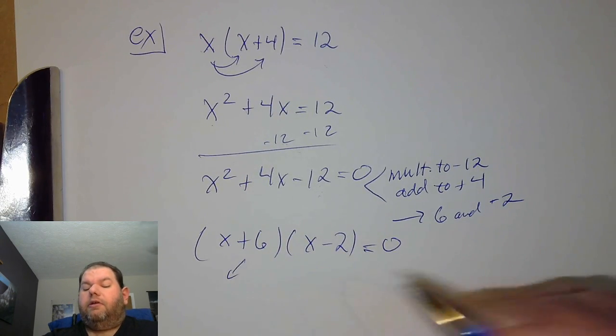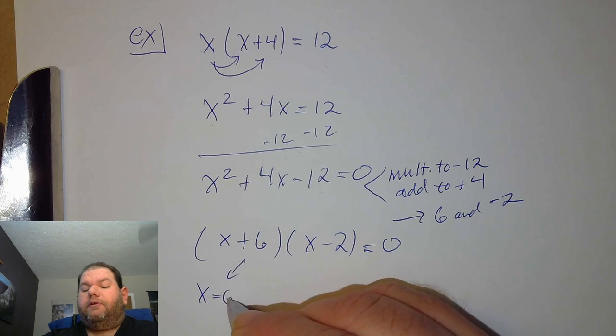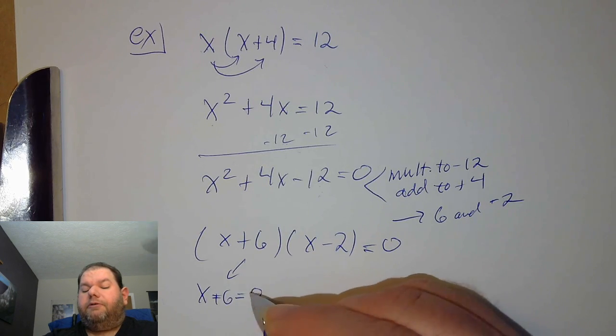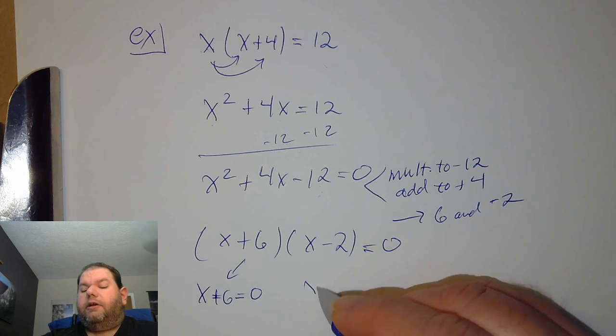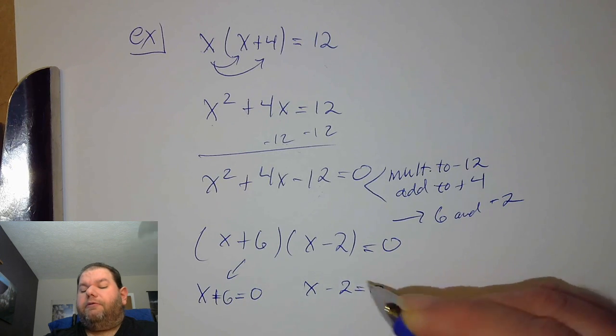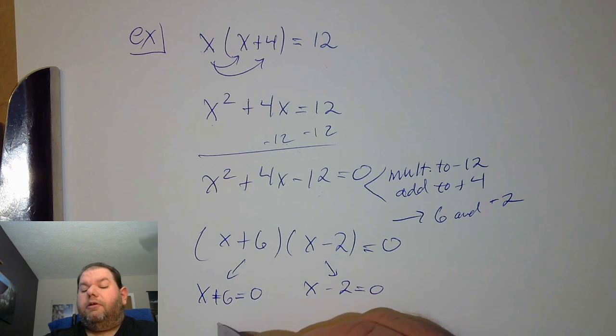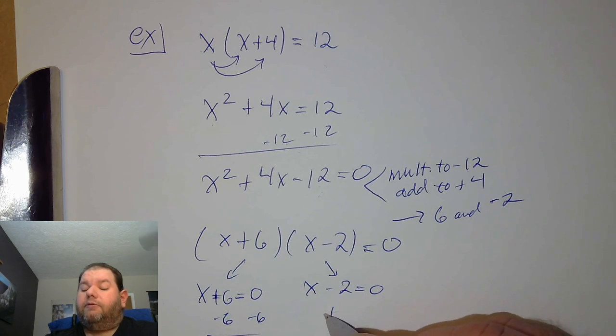And again, we know we could set each of these equal to 0. X plus 6 equals 0, and x minus 2 equals 0. Here we subtract the 6, so x equals negative 6. And this one we add the 2 over, so x is equal to 2.